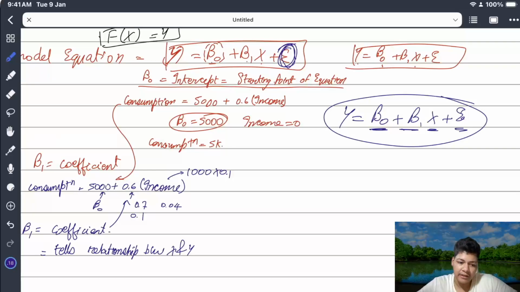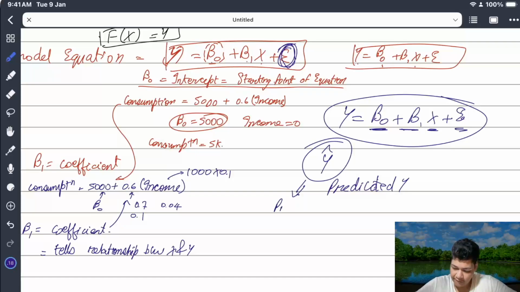Okay. The predicted y. What is y hat? Let's enter a new topic, that is predicted y. Predicted y with a hat. The predicted value of y. This means that we will interpret this as the predicted value of y.